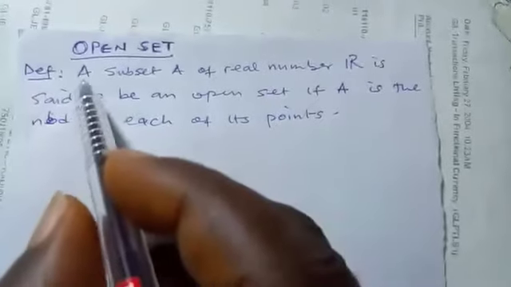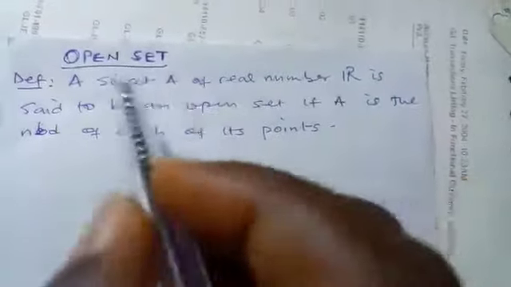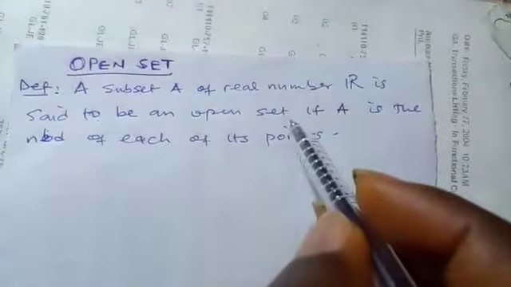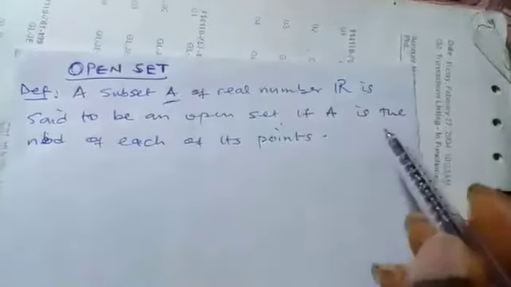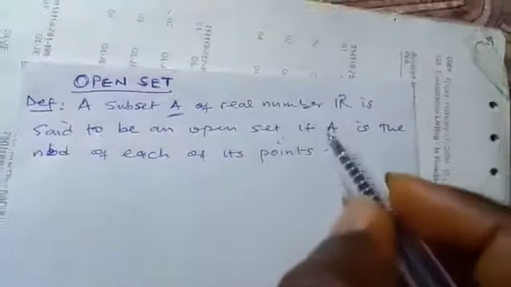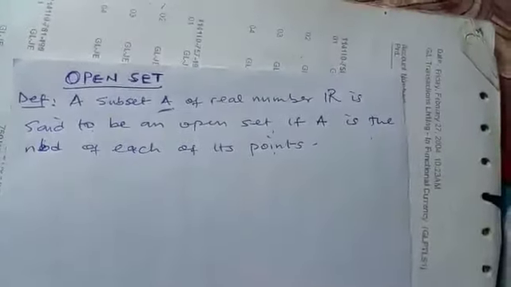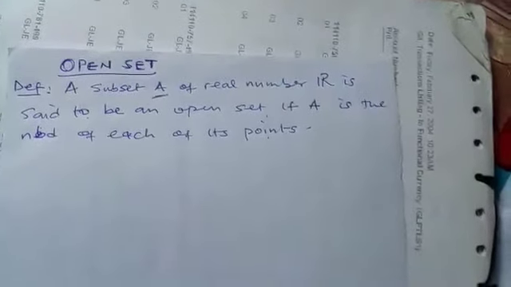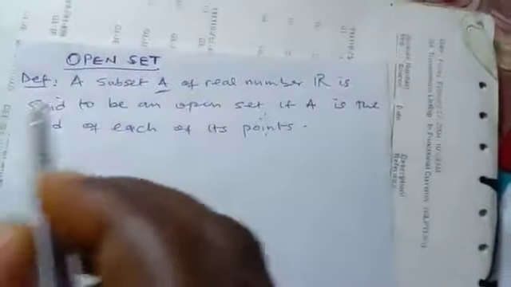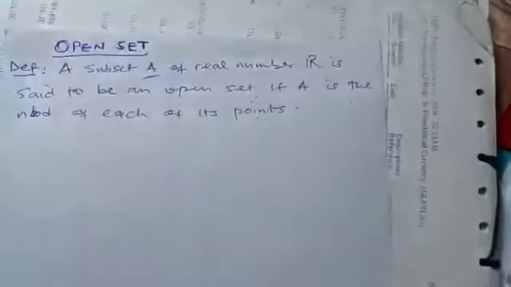Open set. In our last class we considered neighborhood and limit point of a set. Now we consider open set. We define an open set as follows. A subset A of the real numbers R is said to be an open set if A is the neighborhood of each of its points. And this definition will let us get another definition of open set.